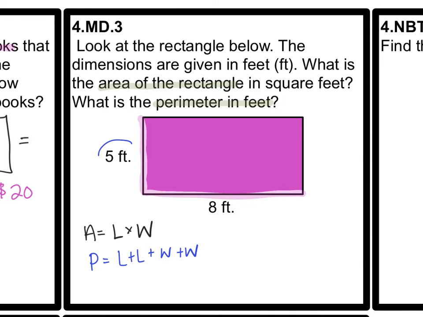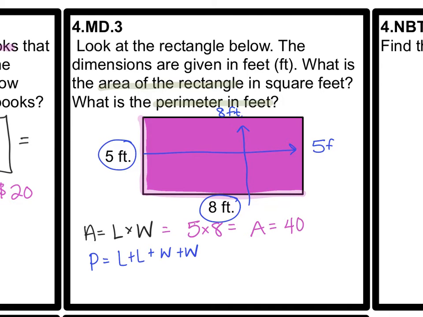So I know if this side is 5 feet, then this other side is also going to be 5 feet. And if this side is 8 feet, then I know that this other side is also going to be 8 feet. So there are all the things that I need. So I'm going to start with area. If area equals length times width, that means all I have to do is 5 times 8 to figure out my area. So my area for 5 times 8 should be 40 square feet.